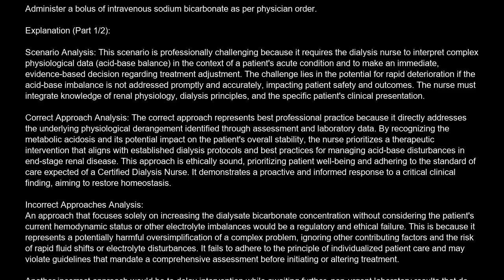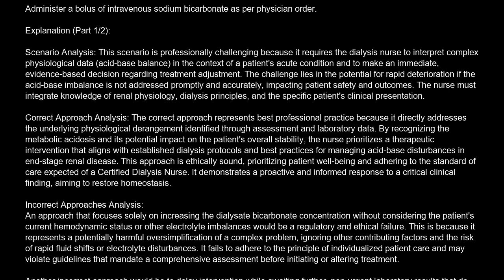The correct approach represents best professional practice because it directly addresses the underlying physiological derangement identified through assessment and laboratory data. By recognizing the metabolic acidosis and its potential impact on the patient's overall stability, the nurse prioritizes a therapeutic intervention that aligns with established dialysis protocols and best practices for managing acid-base disturbances in end-stage renal disease. This approach is ethically sound, prioritizing patient well-being and adhering to the standard of care expected of a certified dialysis nurse. It demonstrates a proactive and informed response to a critical clinical finding, aiming to restore homeostasis.